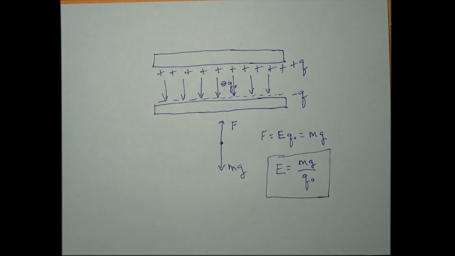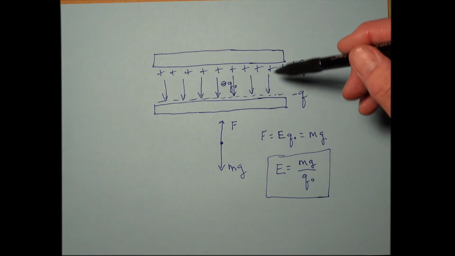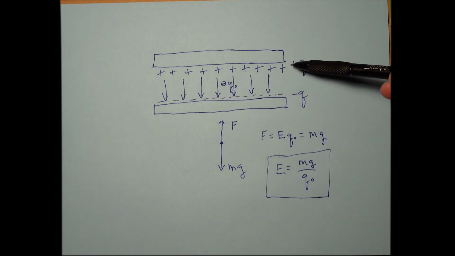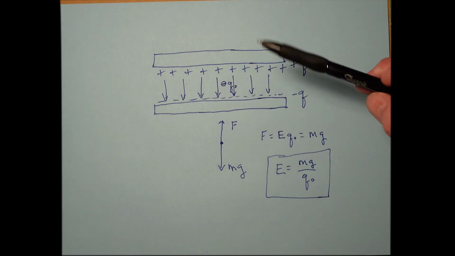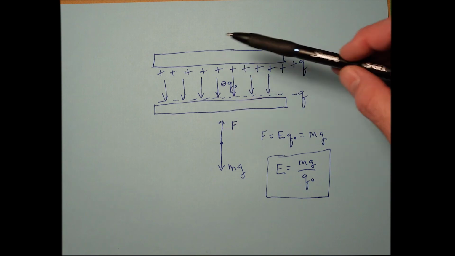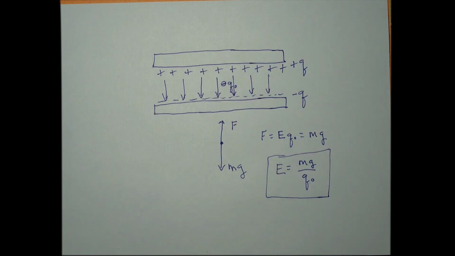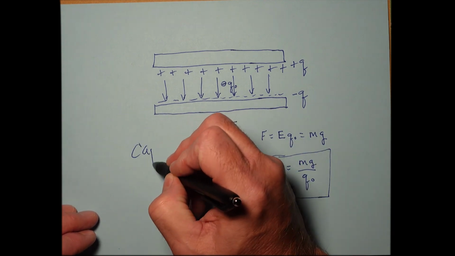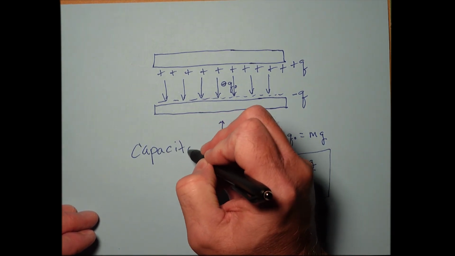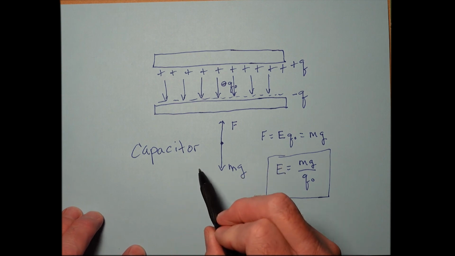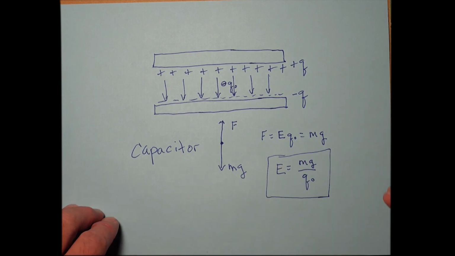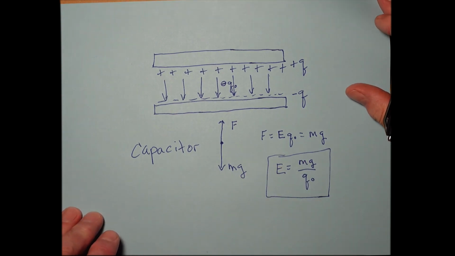Now, this will pop up later on when we start talking about capacitors. So this type of system where I have positive charge on one plate, negative charge on another plate, parallel plates, and with electric field in between, a continuous constant electric field in between, that's called a capacitor. And we will encounter capacitors later on when we get to the section on capacitance.